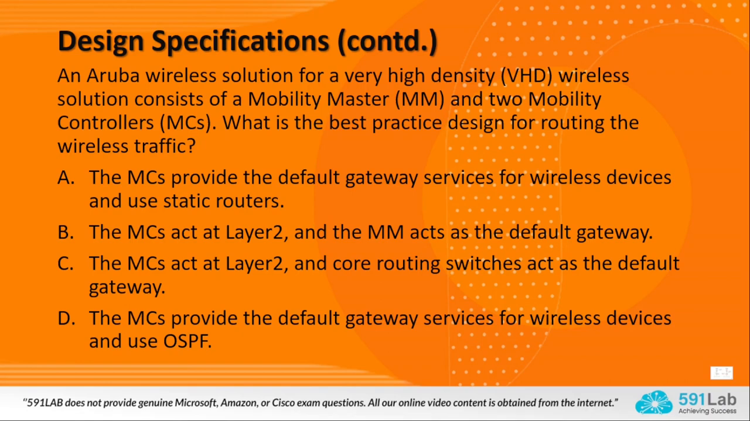Option C, the mobility controllers act at layer 2 and core routing switches act as the default gateway. This is what I have shown you in the previous image. The default gateway has to be in the core switches and the mobility controllers should be at layer 2. So this is correct. Option D, the mobility controllers provide the default gateway services for wireless devices and use OSPF. The mobility controller should not provide default gateway services for a VLAN with high client density because it doesn't have a much higher ARP cache. So this is wrong. The correct answer is option C.